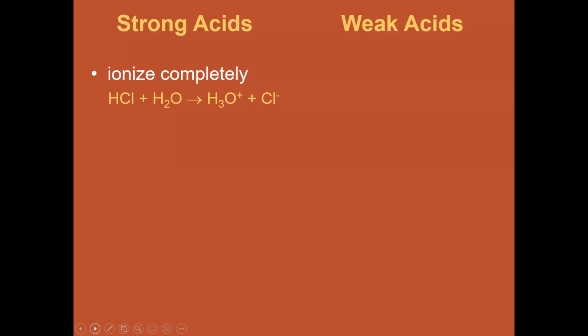The hydrogen attaches onto the water to make hydronium, because like we said, we don't have random hydrogens floating around by themselves. And then we have the chloride ions floating around. This is a one single arrow reaction. So remember, it completely produces ions. Whereas weak acids only partially ionize. So remember, a lot of it stays as the original parent acid and produces some of the ions.